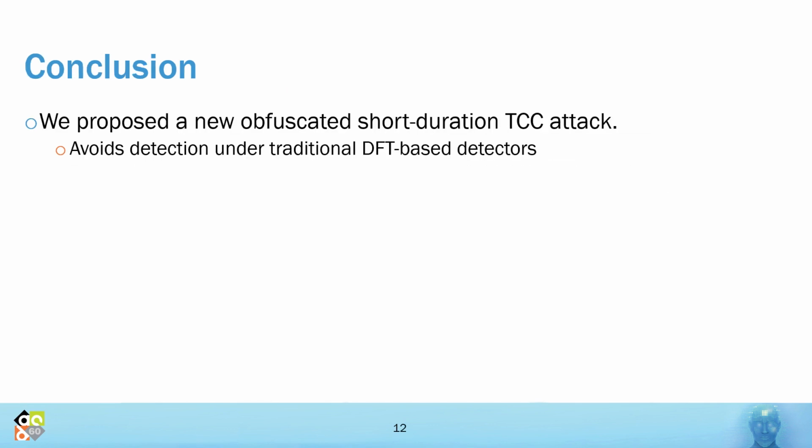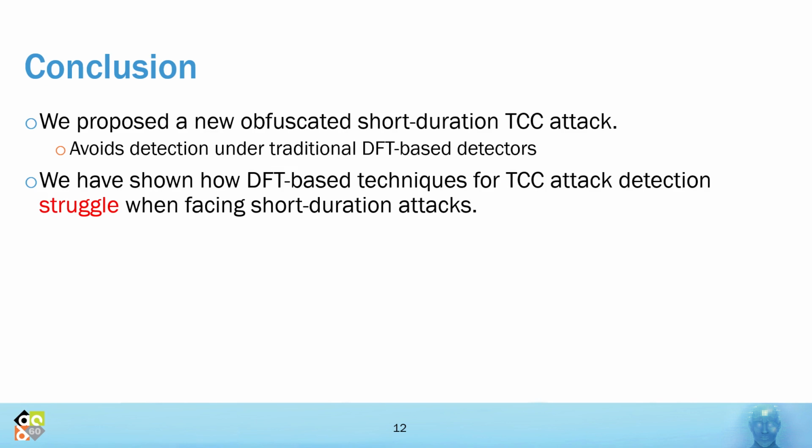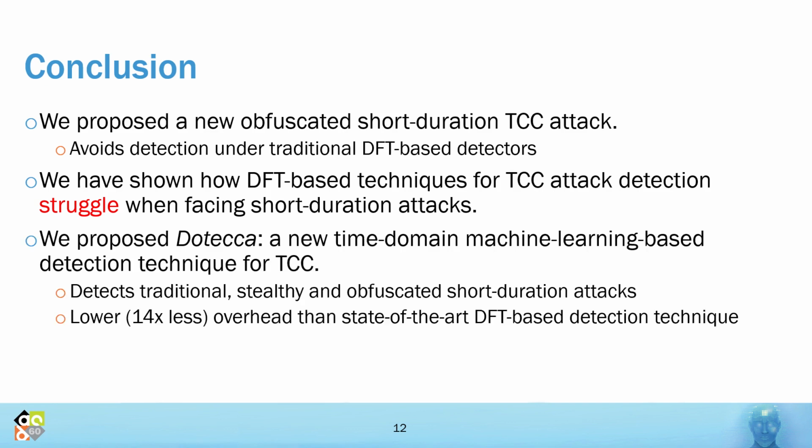To conclude, in this work we proposed a new obfuscated short-duration attack that managed to remain undetected under existing detection approaches. Then we have shown how DFT-based solutions struggle when facing new attacks, especially those of short duration. And finally, we showed Doteca, our time-domain machine learning-based solution, which was able to detect all variants of the attack with very high accuracy, while producing much less overhead in the system than the recent counterpart.